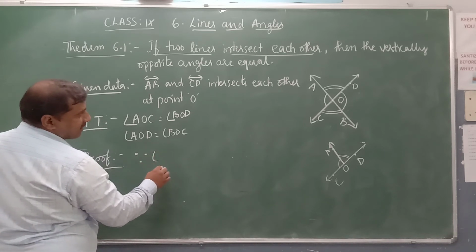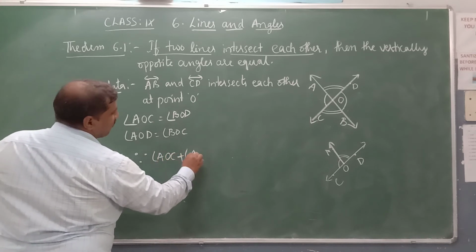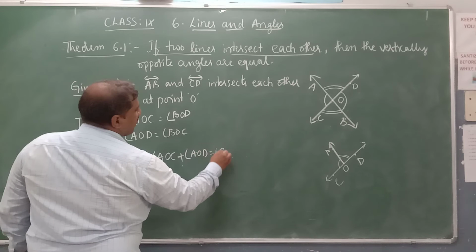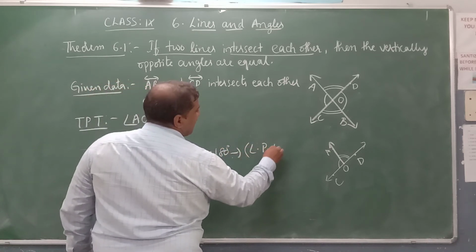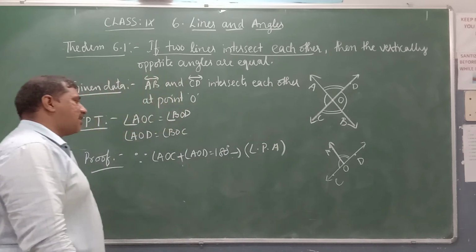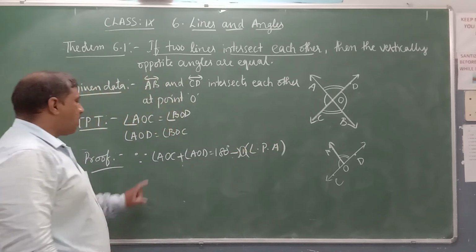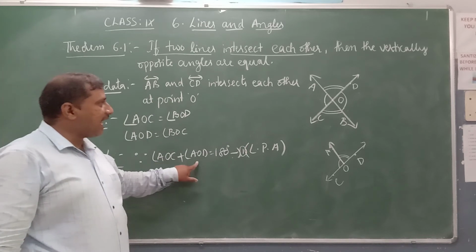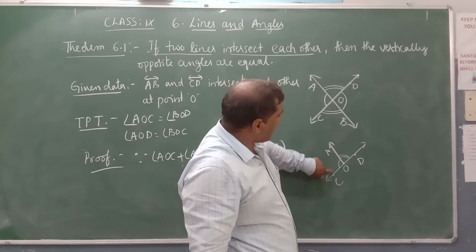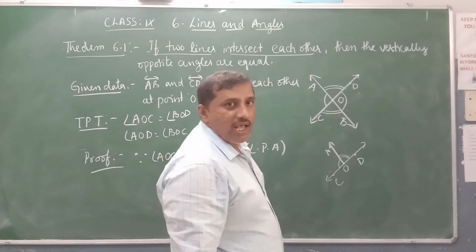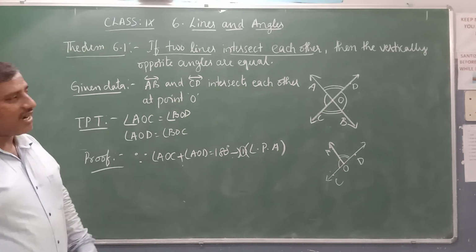So now you can write, since angle AOC plus angle AOD is equal to 180 degrees, that is a linear pair of angles, LPA. Take this as equation 1. So angle AOC plus angle AOD will form a linear pair of angles and their sum is equal to 180 degrees.